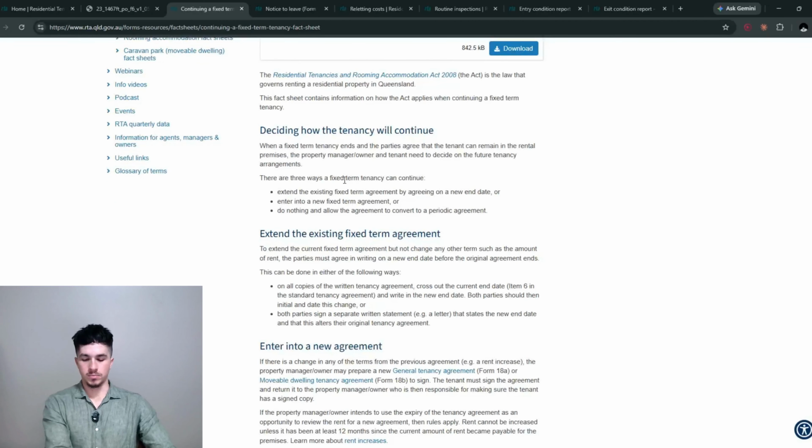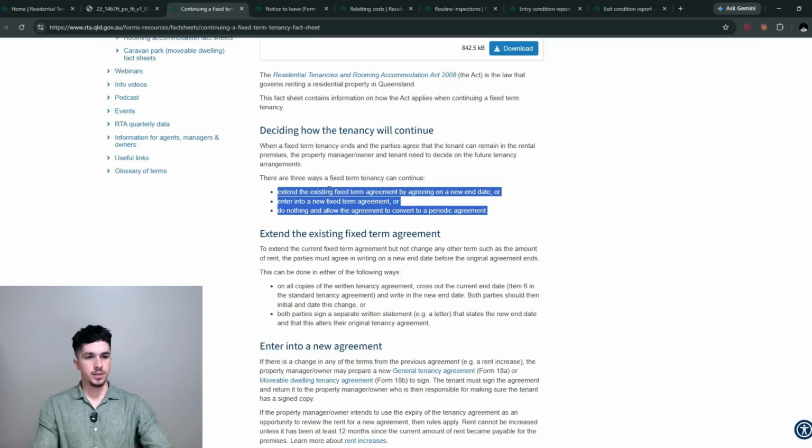After a period where the first lease is about to finish, you can decide on how a tenancy will continue. You can extend the fixed term agreement by agreeing on a new end date, or enter into a new fixed term agreement, or do nothing and allow the agreement to convert to a periodic agreement. The thing to remember is that if the tenant does not sign a new lease and their lease has ended, it automatically goes to a periodic lease agreement. We want to avoid that all the time.